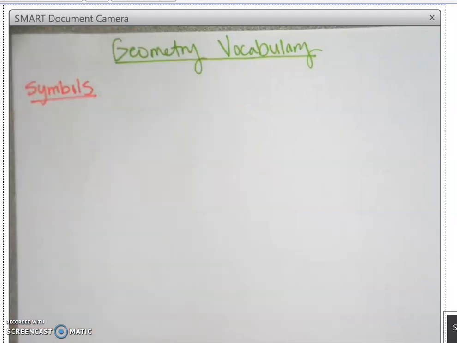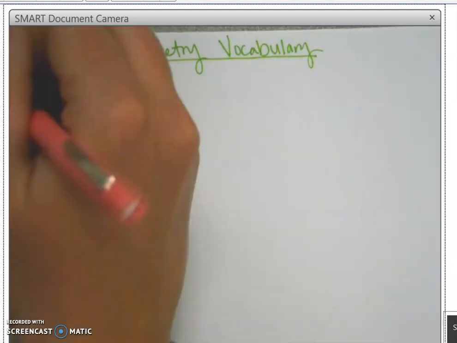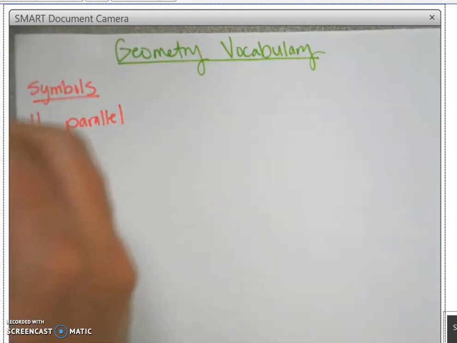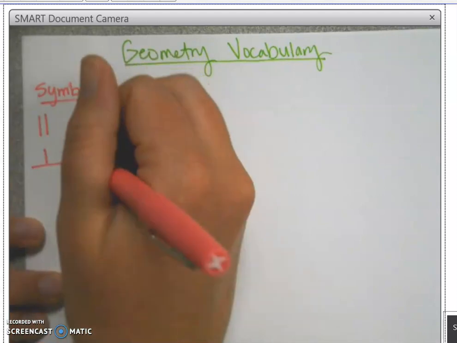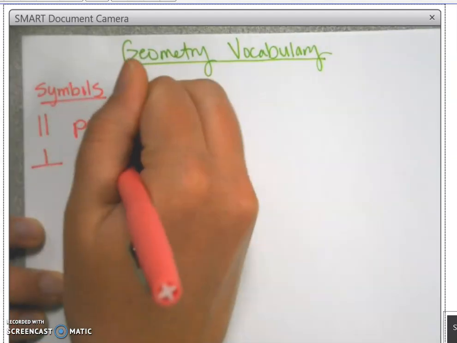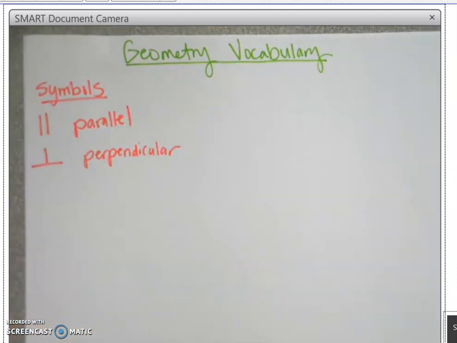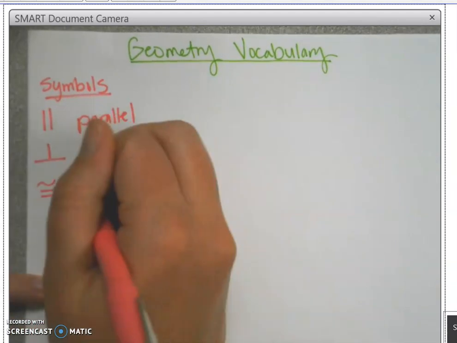We're starting with the symbols. Geometry has a lot of symbols and you're expected to know what they mean. They will not write everything out for you. So anytime you see two bars like this, it is parallel. And if you see two bars that make a right angle, like this one, this is perpendicular. I also need you to know that an equal sign with a squiggle on top is congruent.